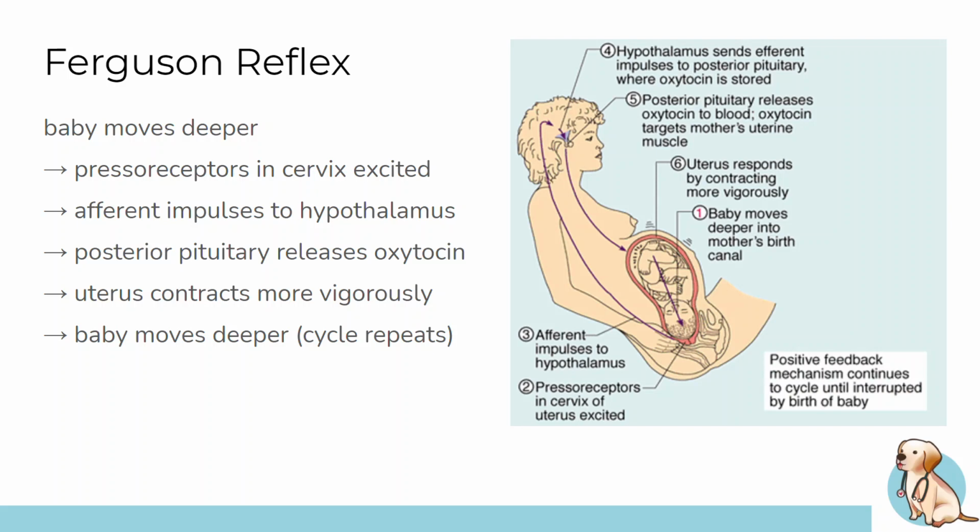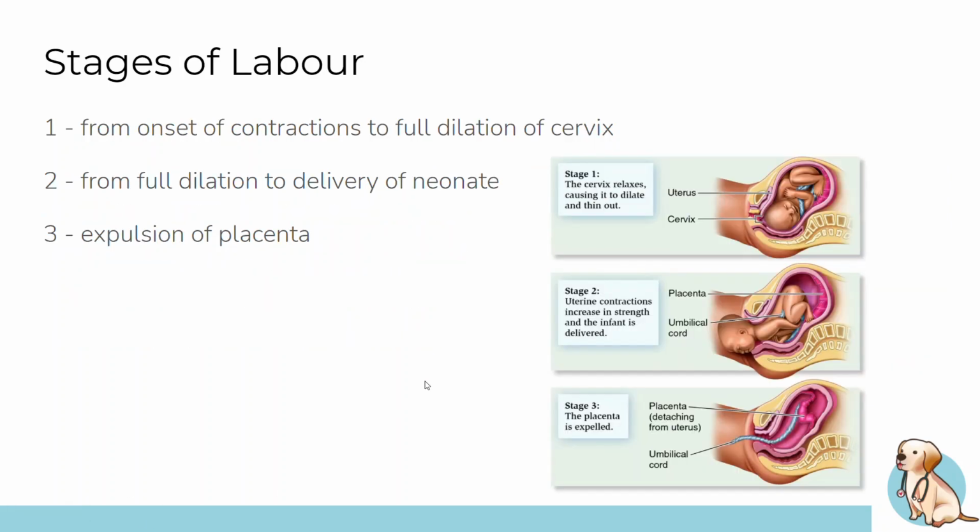So it's a positive feedback cycle. That means that oxytocin is continuously released until the baby is born and there's no more pressure on the receptors. There are 3 stages to labor. The first stage is from onset of contractions to full dilation of the cervix. The second stage is when the baby is born, and the third stage is when the placenta is expelled.